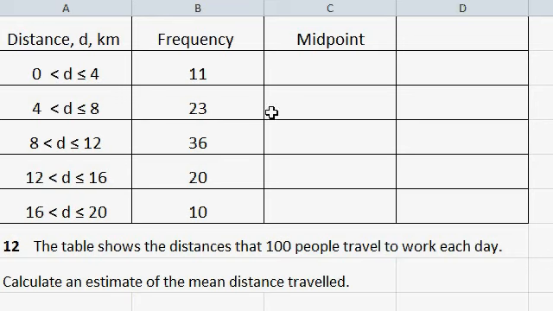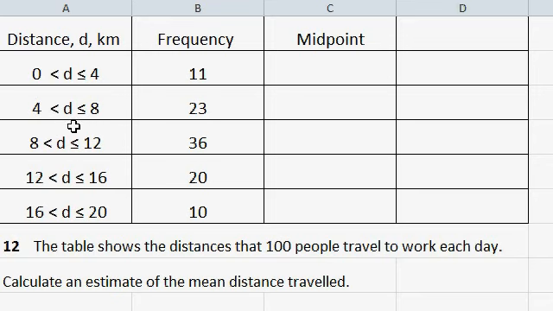You're told that this table is the distances that 100 people travel to work each day. So they've asked 100 people how far they travel to work every day, and they've recorded it in this table. They've said 11 people travel a distance that is greater than 0 and less than or equal to 4. So it's 4 kilometers or less, and so on.